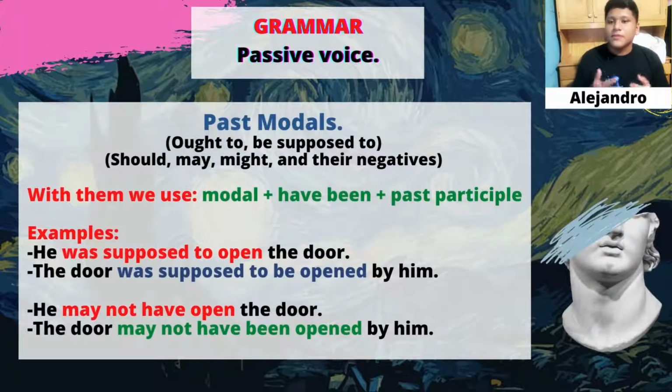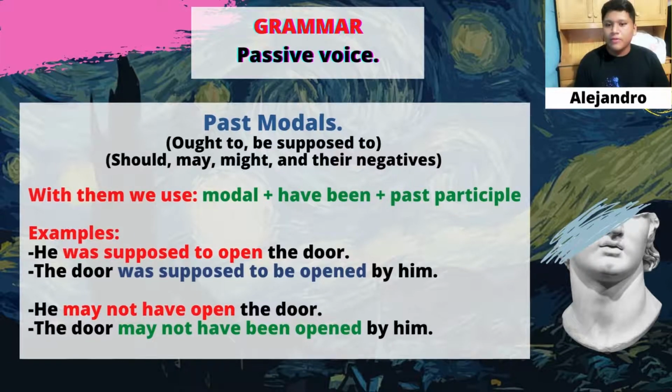And finally, we have the past modals, in which we use ought to, be supposed to, should, may, might, and their negatives. With them, we use modal plus have been plus past participle. For example, he was supposed to open the door. The door was supposed to be opened by him. This is an exception using be supposed to, because be supposed to is in the past. Then we have he may not have opened the door. The door may not have been opened by him.